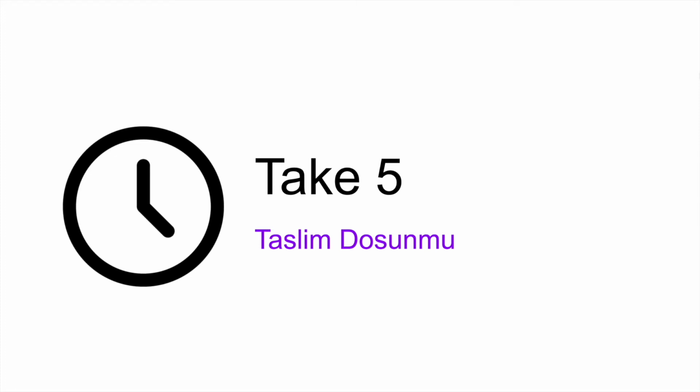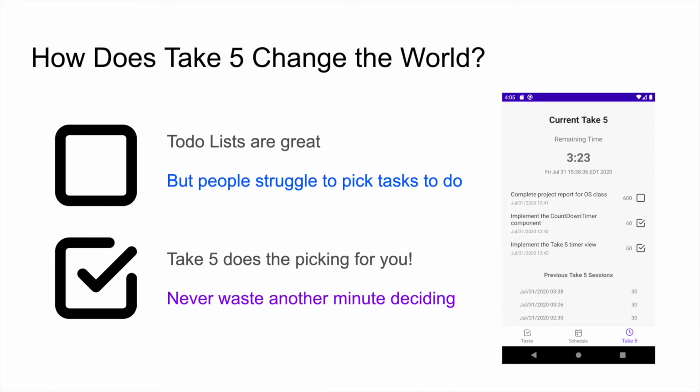Hi, my name is Tislim Dosumu, and today I'll be presenting about a project that I worked on called Take 5. Take 5 is my attempt to create the perfect personal productivity app. It combines the basic idea of a to-do list, but solves the problem that people have where, given all of the tasks that you have to complete, you're not sure which ones to take on.